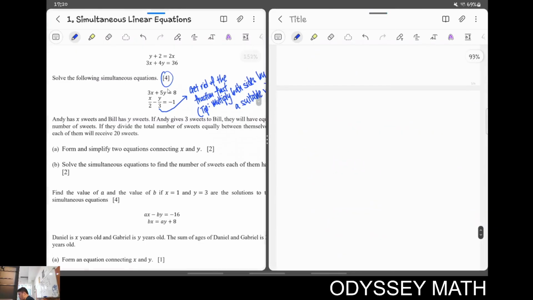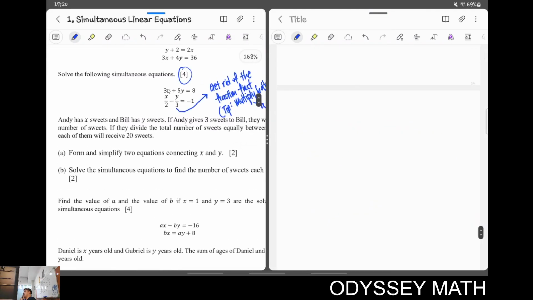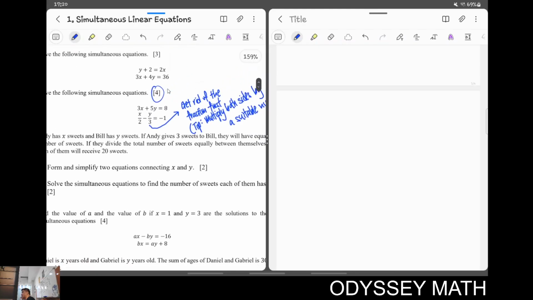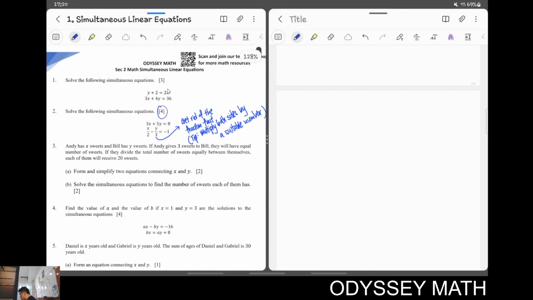Okay. Question number 3, Andy has X sweets and Bill has Y sweets. If Andy gives 3 sweets to Bill, okay, I want you all to do it here. If Andy gives 3 sweets to Bill, they will have an equal number of sweets. So, for the sake of illustration, Andy has X sweets, write this down.